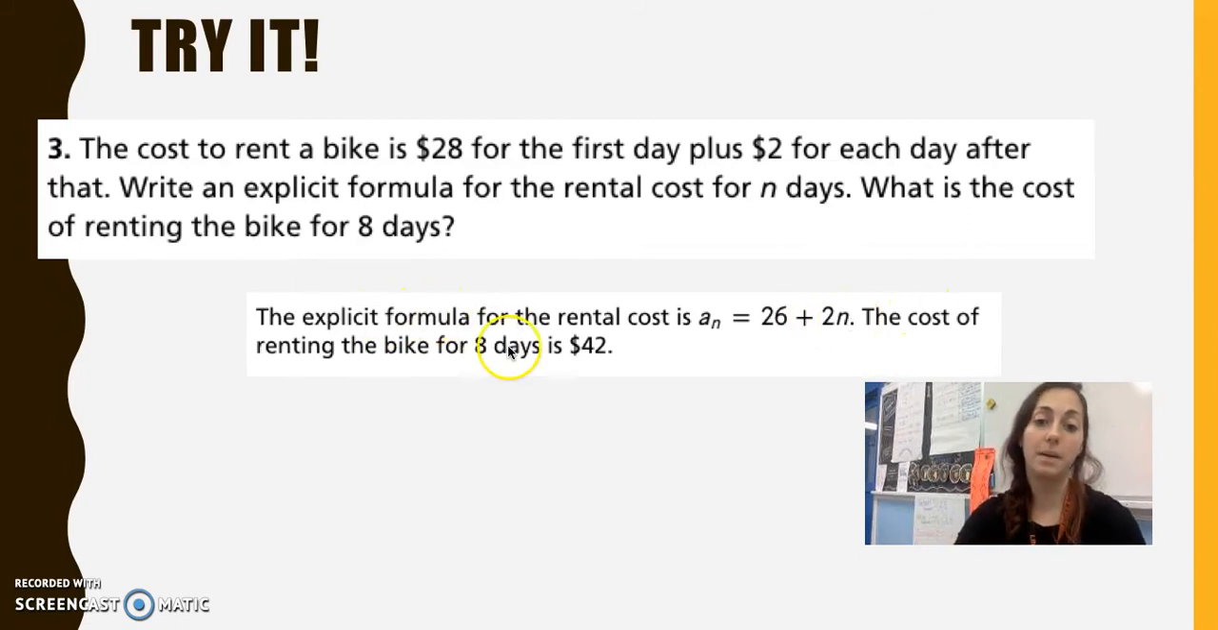The cost of renting a bike, well, I've got to do the math. I do 2 times 8, that's 16. 16 plus 26 is $42.